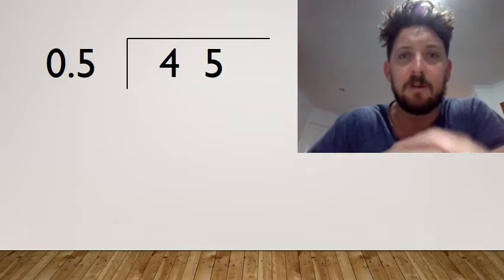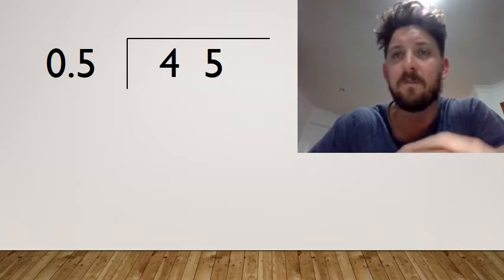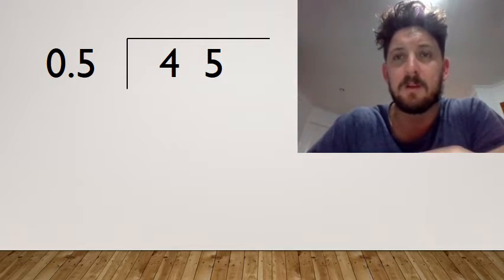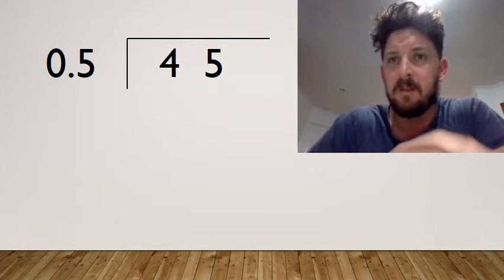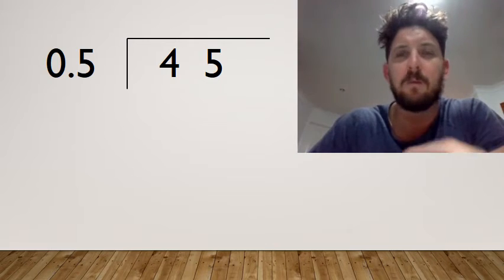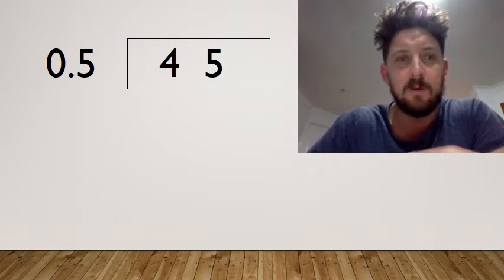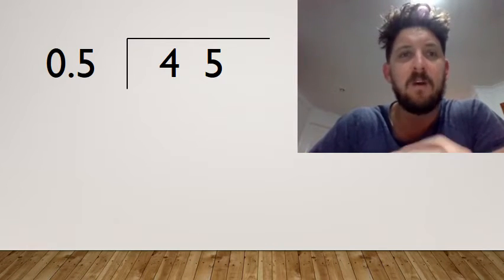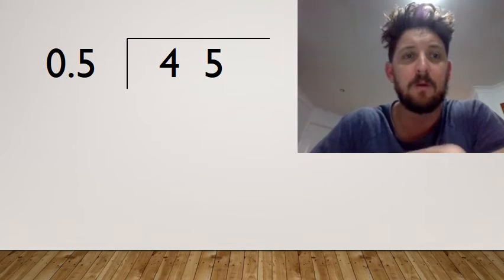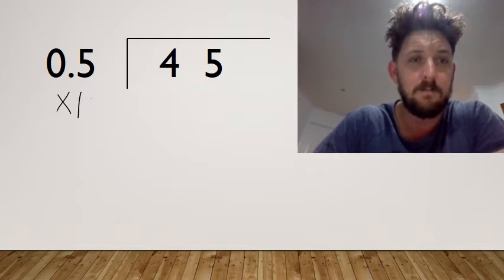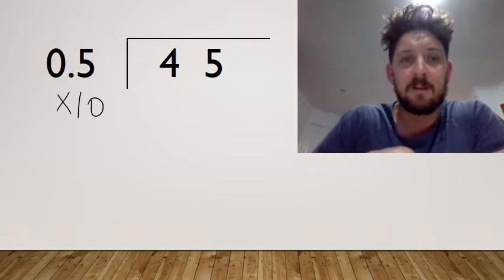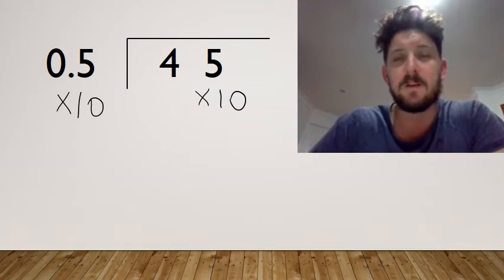Thinking back to other lessons, if you go back and watch the video for multiplication of decimals using tens, hundreds, and thousands, this will give you a little bit of a heads up on what we have to do here. So I look at it and I say 0.5. If I'm going to change it into a whole number, I'm going to multiply it by 10. Then I'm going to do the exact same thing to the other side. I'm going to multiply it by 10.